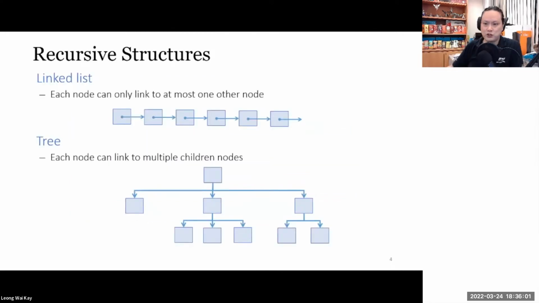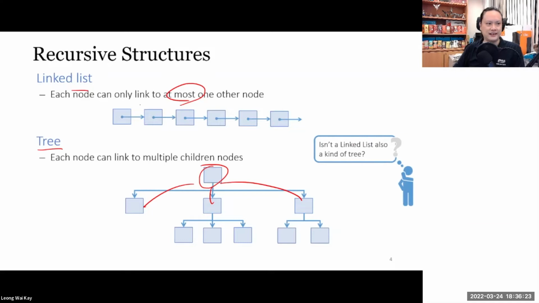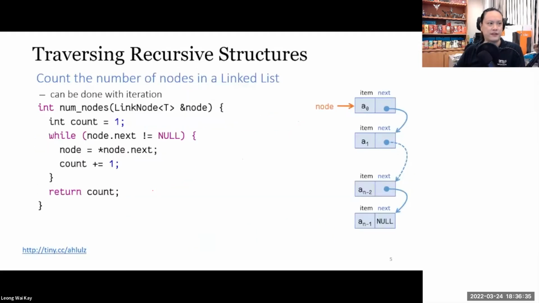Last week we looked at recursive structures. We looked at two types of recursive structure. One is a linked list, where each node can link to at most one other node. And then we extend it to a tree, where each linked node can link to multiple nodes. So isn't a linked list a kind of a tree? Yes, it's a tree where each node can link to one. So a linked list is a subset of a tree in terms of definition.